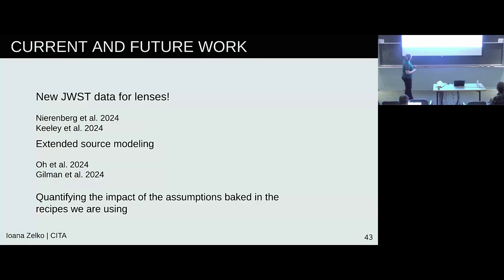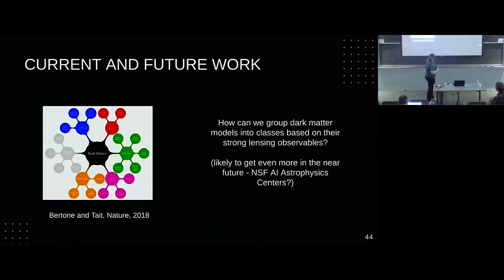So next steps in the work, we saw that new digitalized data is already out there from Anna's and Ryan's papers. And extended source modeling has become a thing, basically. And we're working right now on quantifying the impact of the assumptions that are baked into the recipes that we're using so that we can see what the error bars are. And one of the problems I'm working on right now is trying to group together different dark matter models into categories so that we can eliminate them all at once.